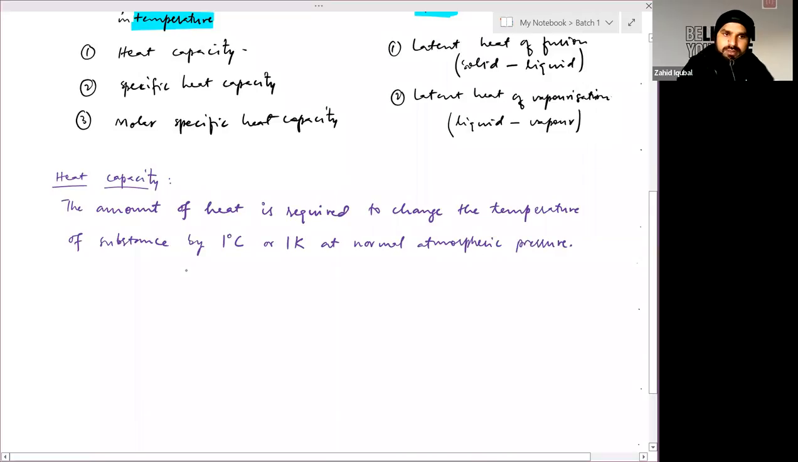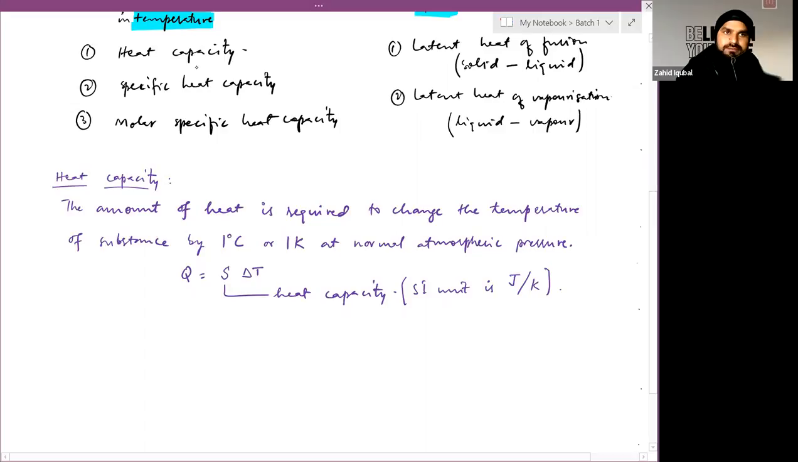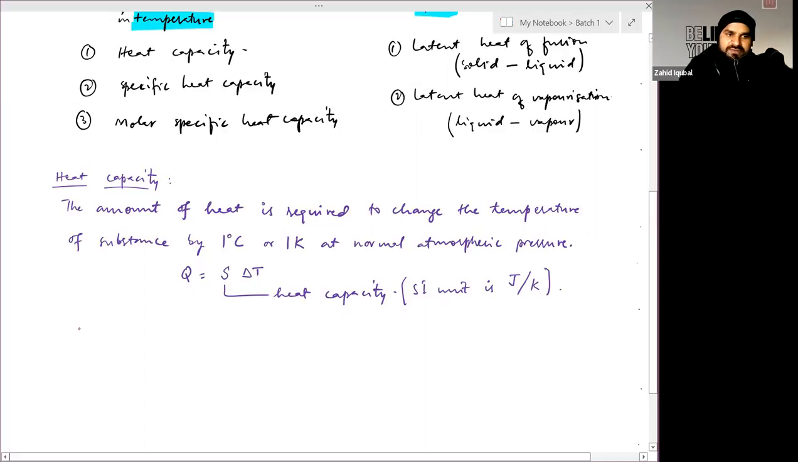So Q equals S times delta T. This S is called heat capacity constant, having unit related to this expression will be joule per Kelvin or joule per degree centigrade. Next is specific heat capacity or specific heat constant.